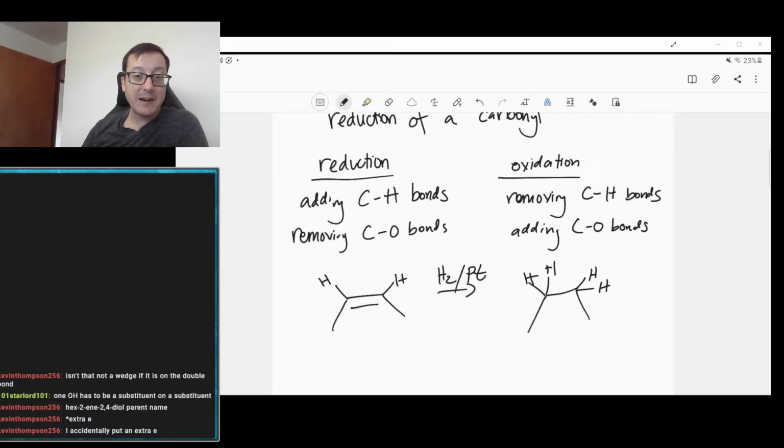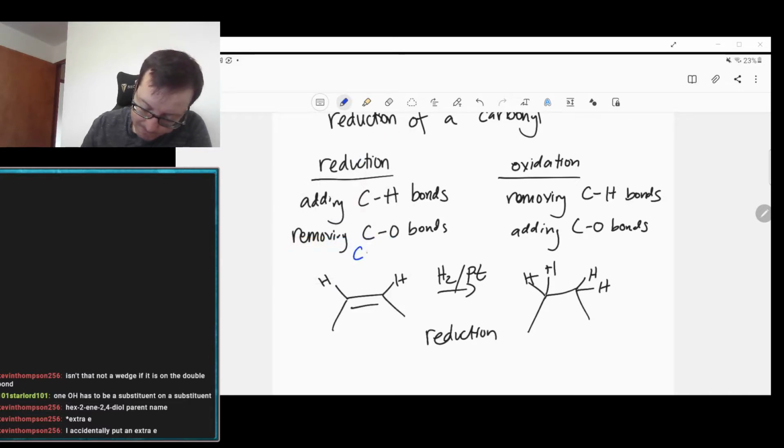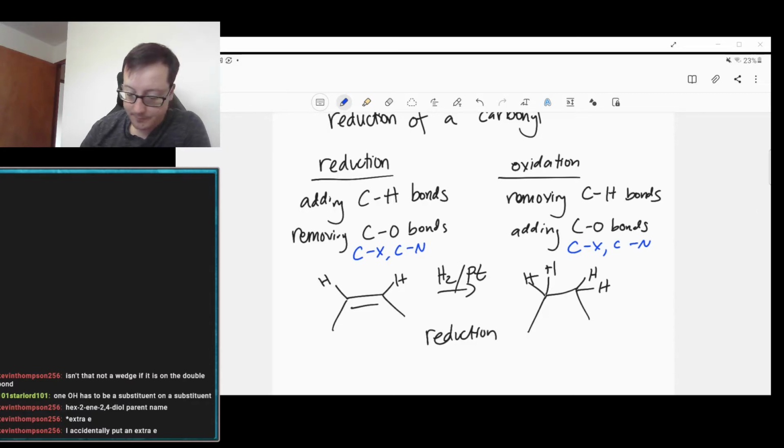Oxidation would be the opposite. If we are eliminating something, that is an oxidation. We are going to be removing CH bonds. That's something like an elimination. This is a reduction. And again, while we do talk about these in terms of carbon to oxygen bonds, technically speaking, these would also be covered by carbon nitrogen and carbon halogen bonds. Those would all fall into the same categories there, the opposite of hydrogen.